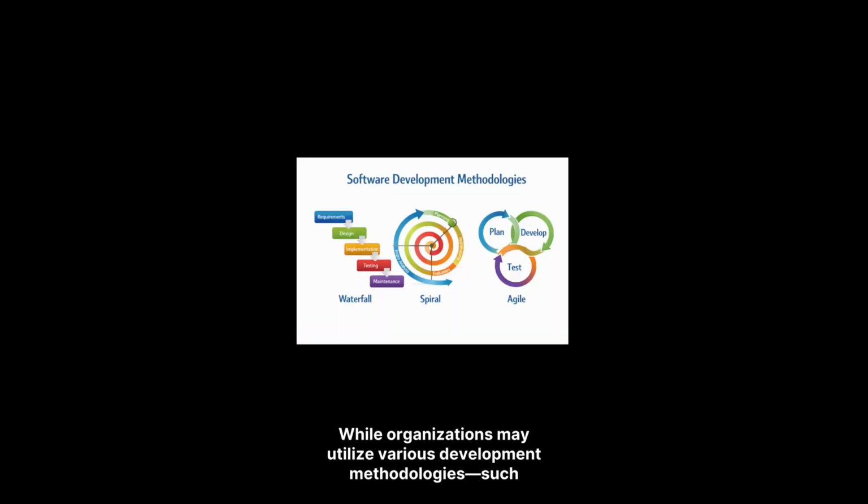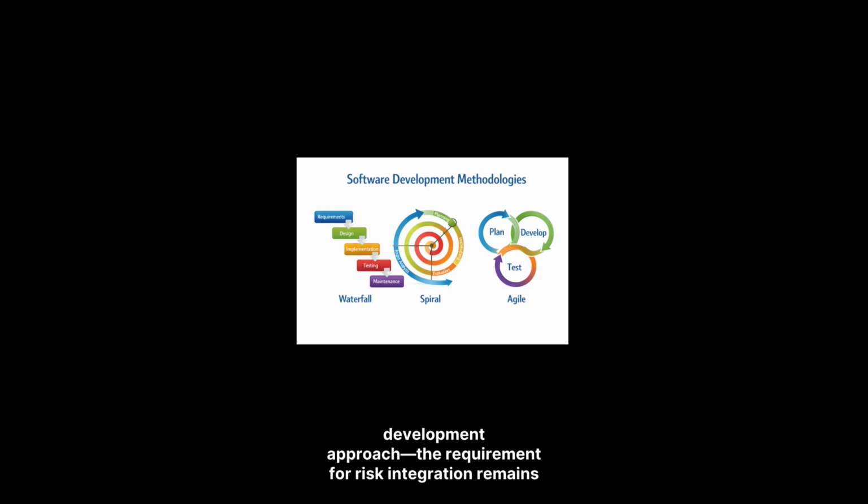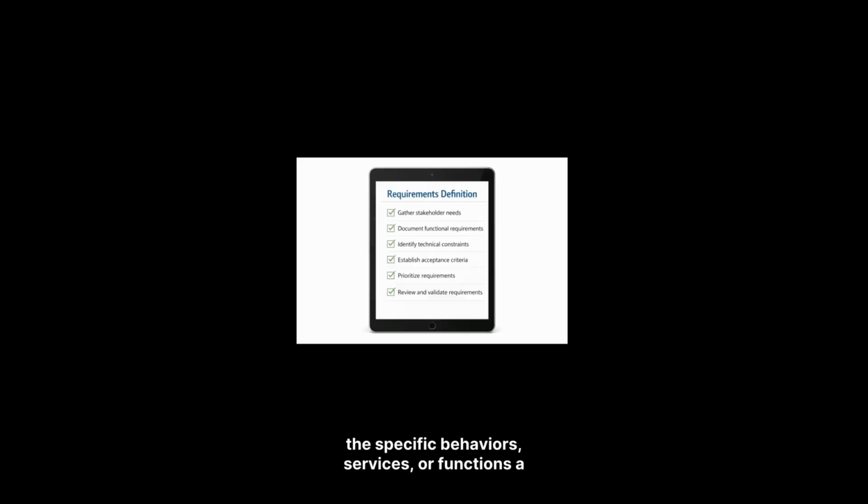deployment. While organizations may utilize various development methodologies, such as the linear waterfall model, the iterative spiral model, or the rapid incremental agile development approach, the requirement for risk integration remains constant. The process begins with the initiation phase. The most critical activity here is requirements definition. Information security requirements are a specialized subset of functional requirements. The specific behaviors, services, or functions a system must provide to satisfy its users.